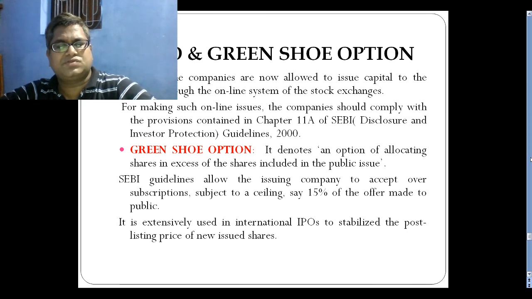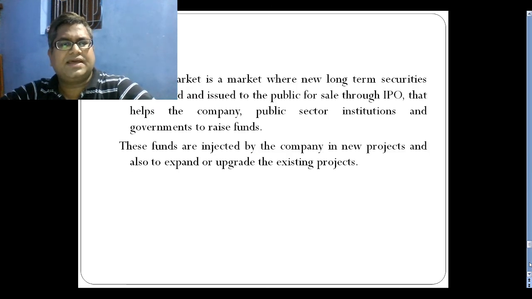This is not generally famous in India. This is extensively used in international IPOs to stabilize the post-listing prices of newly issued shares. So the green shoe option is also another part of raising funds, or a way of public issue management. My dear students, some other types of methods are there in public issue management.